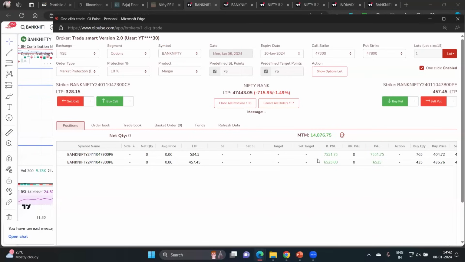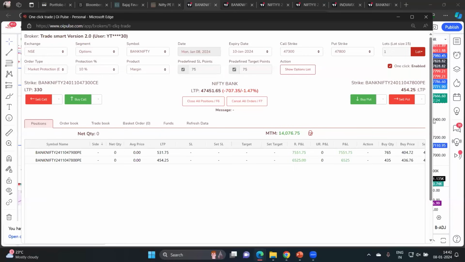Now, what is the level at which we bought it? 440.36. We sold it at around 450. Again, it is back at that 450 odd level.